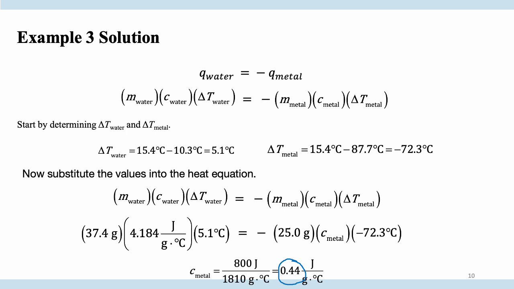And why is this 2 significant figures and not 3? Because when you solve for delta T, it is 15.4 minus 10.3, 1 decimal place, so your final answer should have 1 decimal place, which means this is 5.1. When you plug 5.1 in here, this and this is 2 sig figs. So that's why my final answer is 2 sig figs.